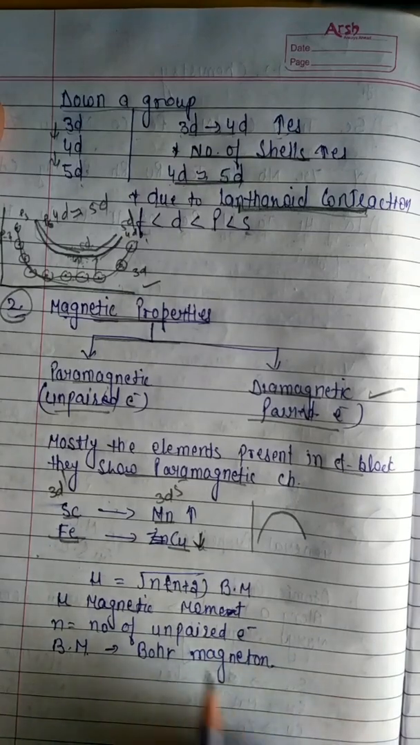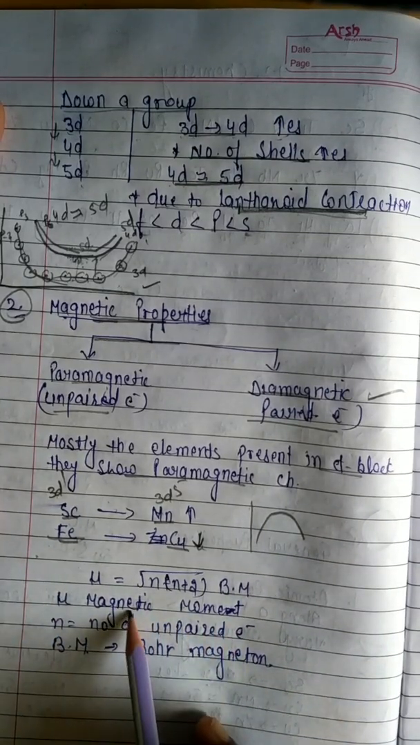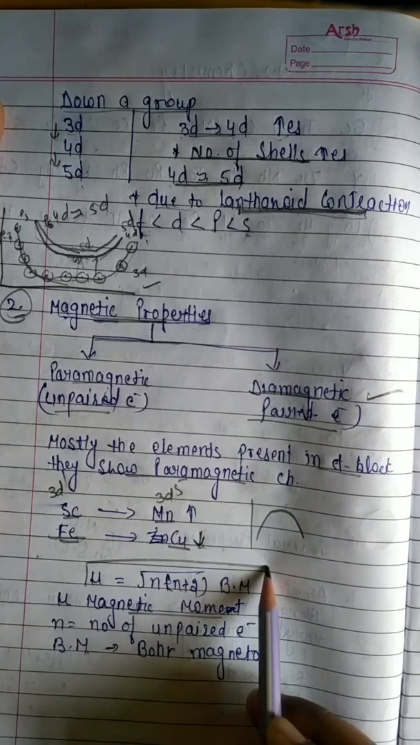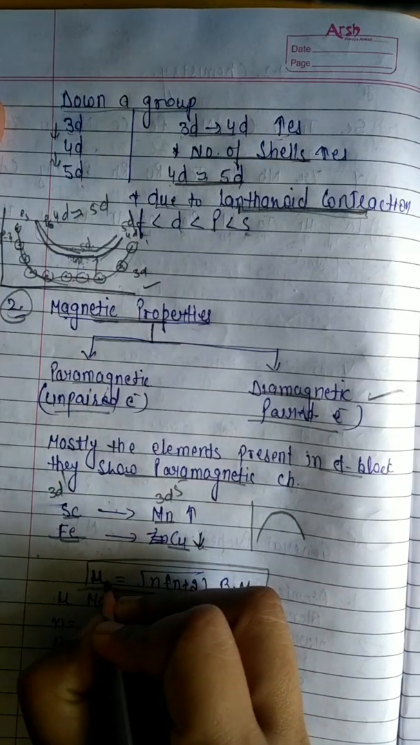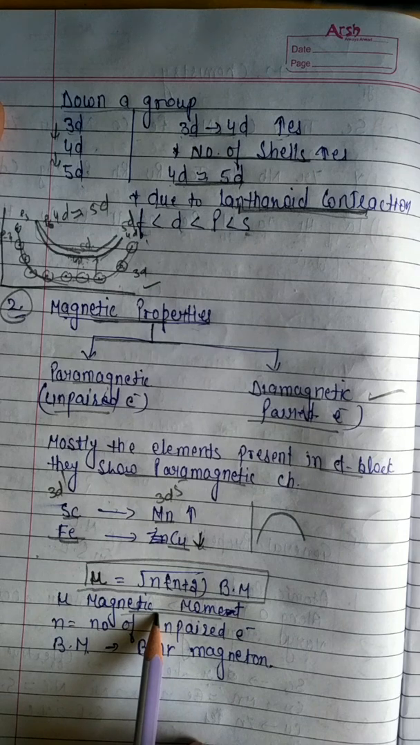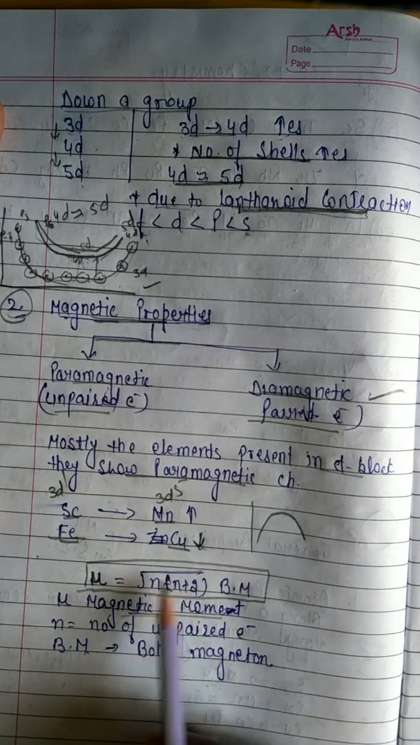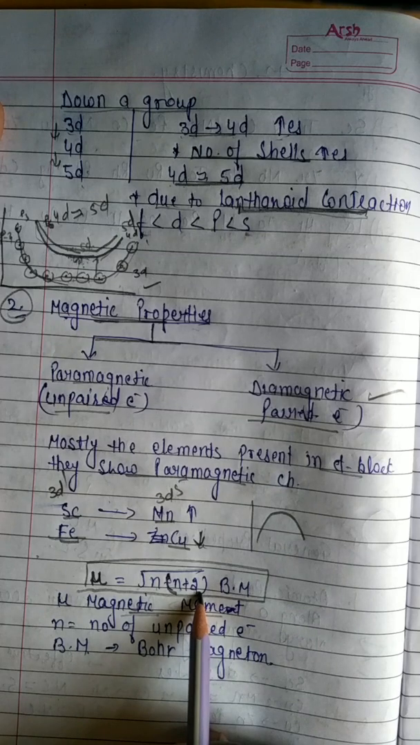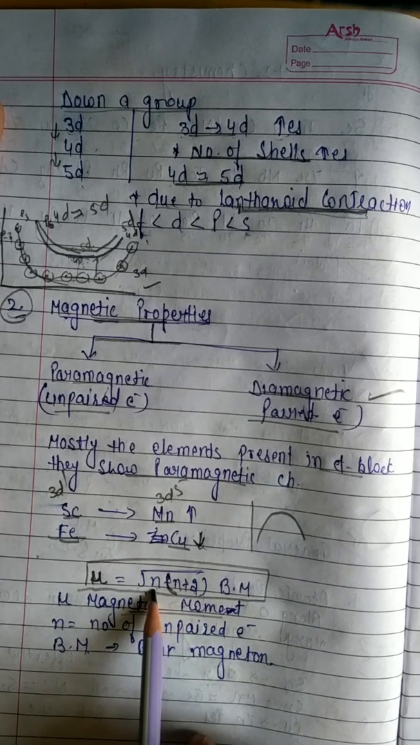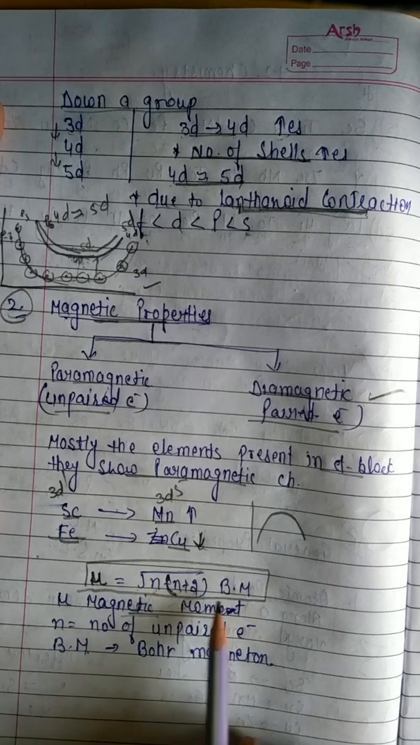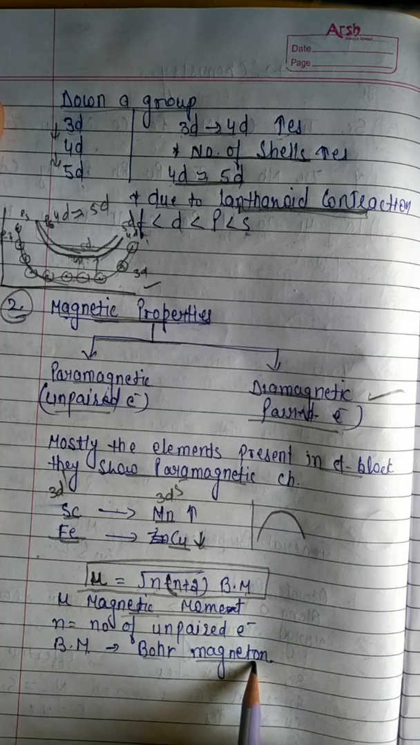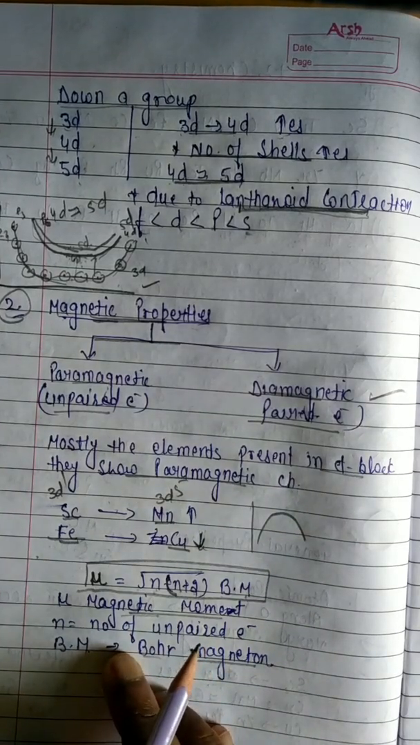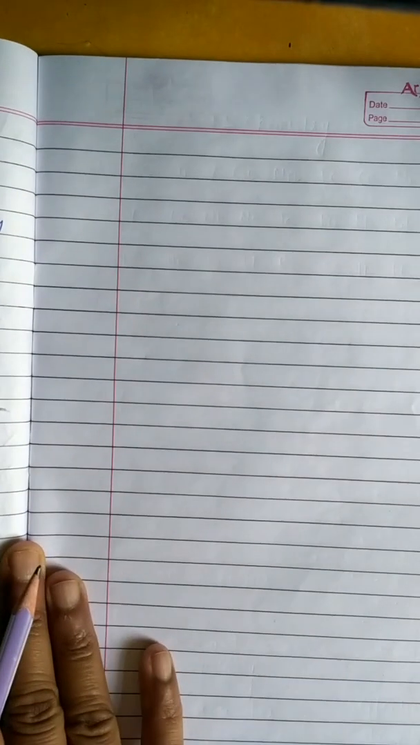Now we can also find the magnetic moment, and this is the formula to find the magnetic moment of any element or any ion. Firstly, this is mu. Mu denotes the magnetic moment, square root of n(n+2). Here n is the number of unpaired electrons, and BM is the unit, called the Bohr magneton. Now we will discuss one example. How can we find the magnetic moment?